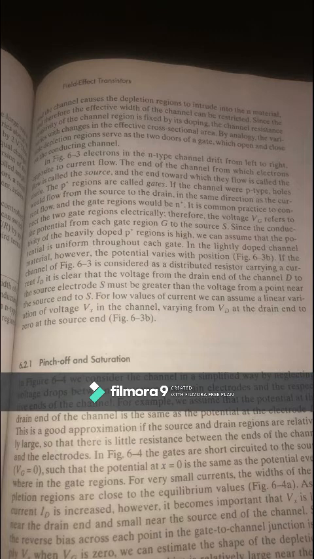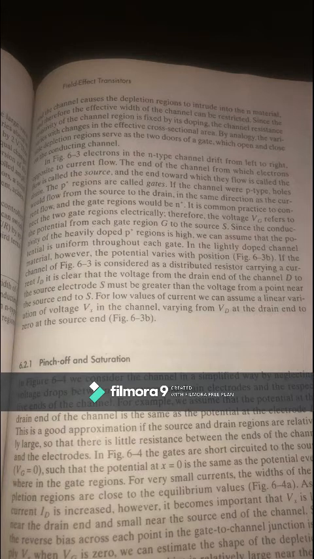As the current ID is increased, when we want to increase the ID, it becomes important that Vx is large near the drain end and small near the source end of the channel, because if we want to increase the current, the voltage drop should be large near the drain end and small near the source end to facilitate the current flow.